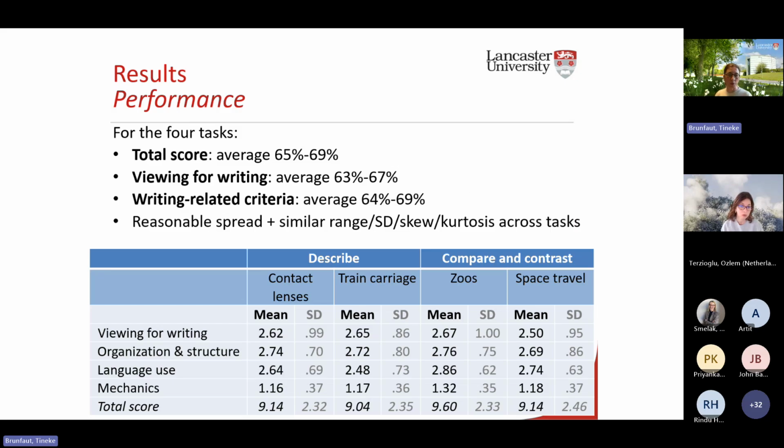So what we found was that the average score on these tasks, and so there were 4, the total was ranging between 65 and 69% if we turn that into percentage scores. So this is the mean performance. And we saw similar means for viewing for writing and all the writing criteria. Overall, there was a spread of performances on each task, and the tasks, interestingly, operated quite similarly statistically.